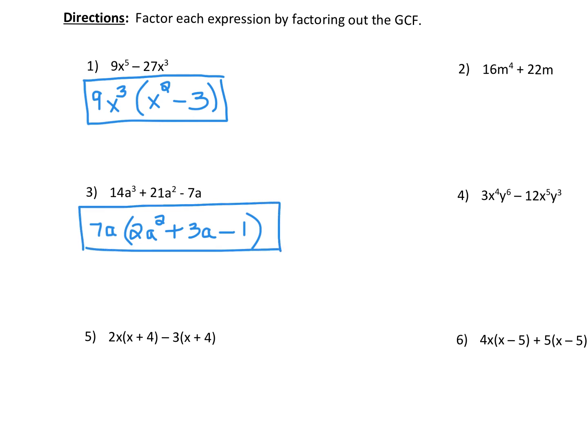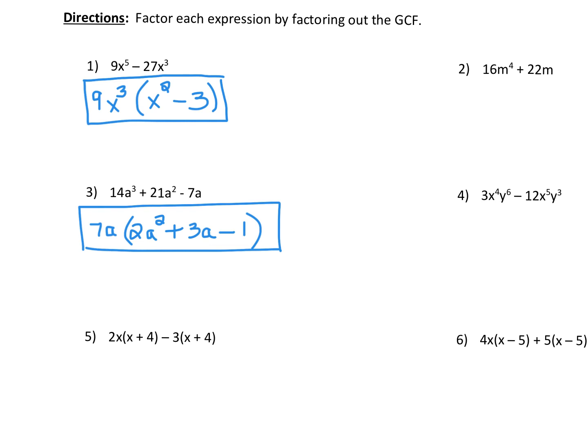Okay, now number 5 looks a little different. And I bet when you look at this, a lot of you are tempted to distribute into the parentheses and combine our like terms and see what we could do with that. But they're not looking for us to do that here. It just says to factor each expression by factoring out the greatest common factor.